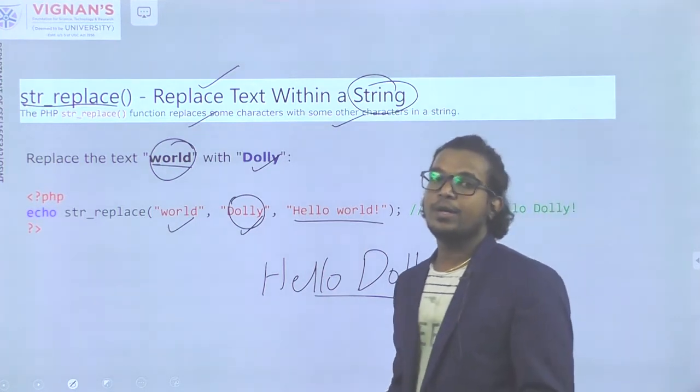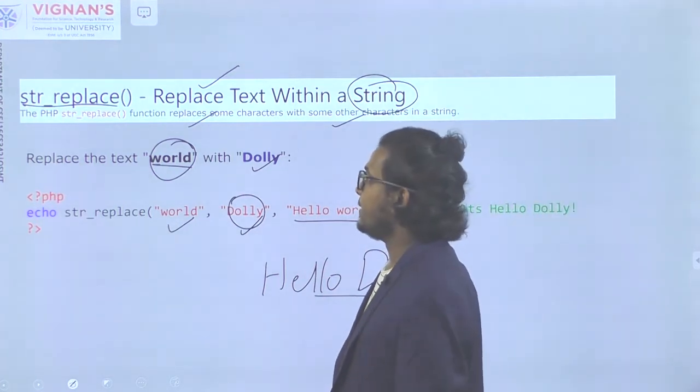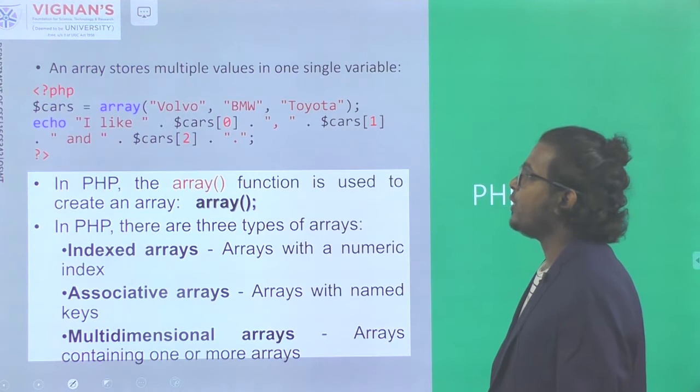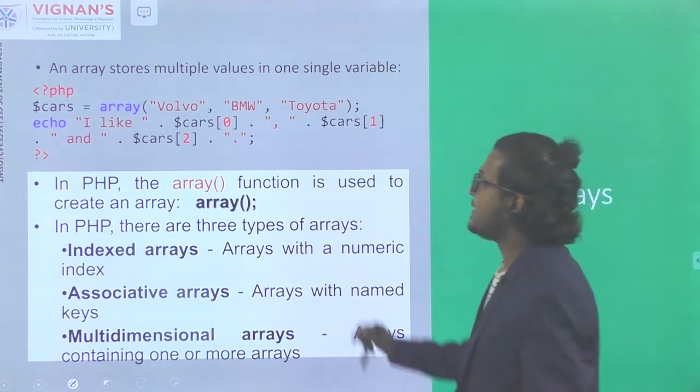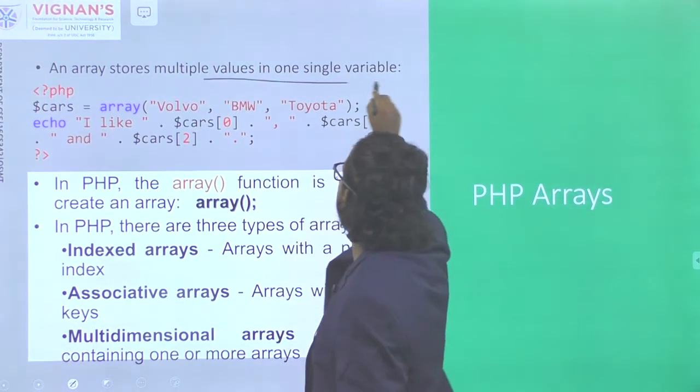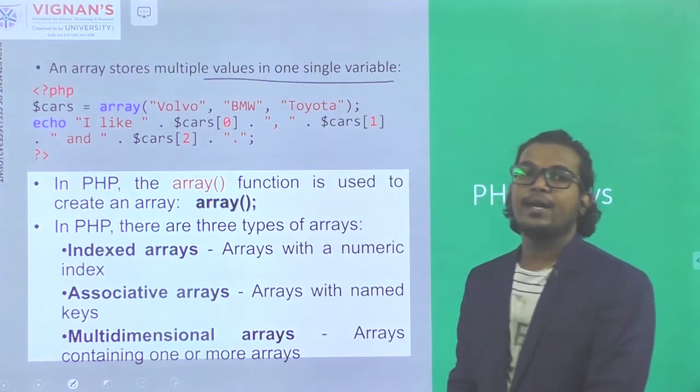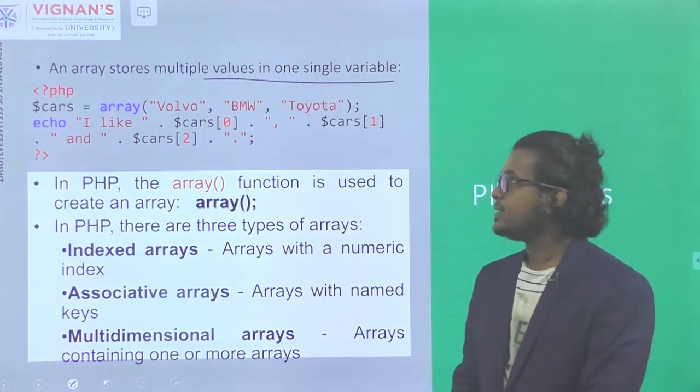These are the string functions. Now we'll talk about arrays. So what is an array? An array stores multiple values in a single variable.